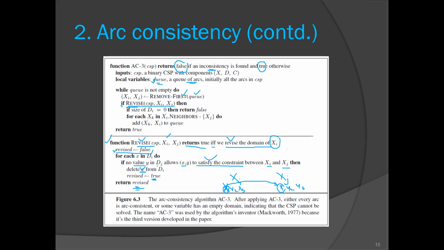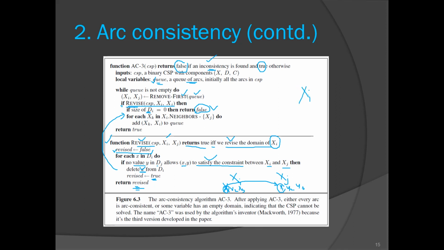Now we'll come back here. If revise returns true, then we enter, and after revision, if the domain of xi becomes empty, that means the size of Di becomes 0, then return false. That means there is no option for the xi variable, no value possible for xi, so we can say that our network is inconsistent. If it is not, then move to the next.